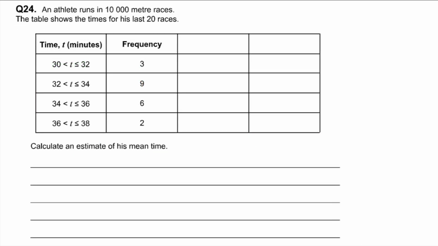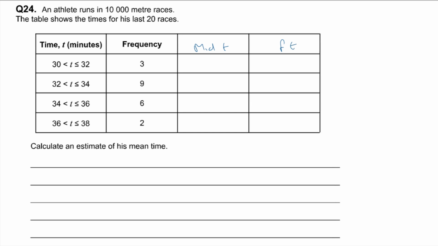Question 24. An athlete runs in 10,000 meter races. The table shows the times for his last 20 races. So I've got time in T minutes. Some races he ran 30 to 32, then 32 to 34, 34 to 36, 36 to 38, on various frequencies. We need to calculate an estimate of his mean time. Going to do the same thing as the last question. I'm going to find the mid values first, so mid T, and then we're going to do FT, frequency times the mid T.